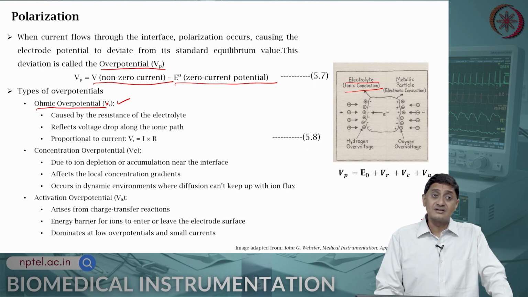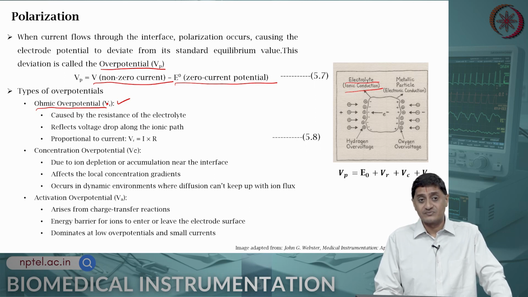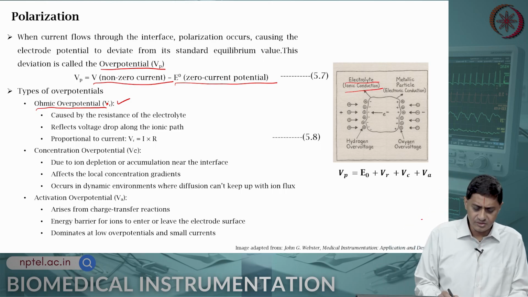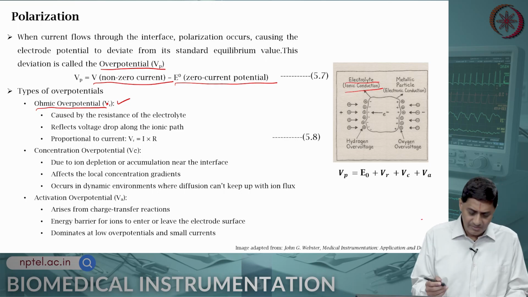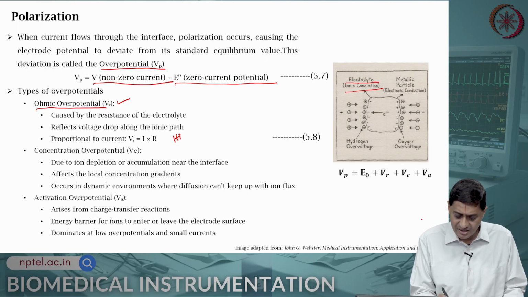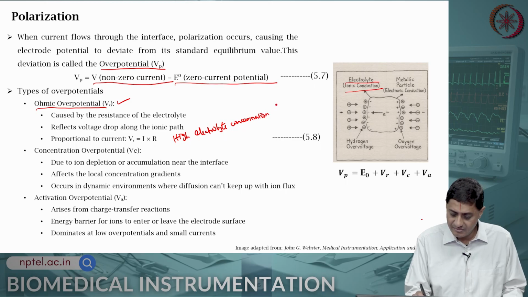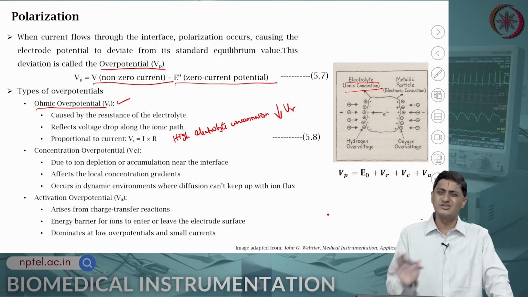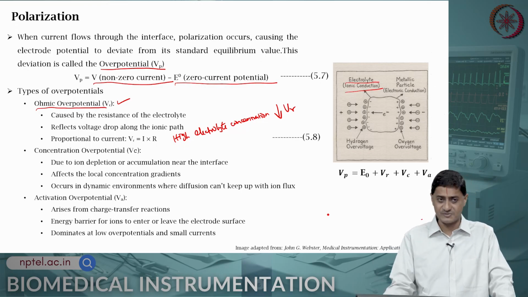Another is the concentration over potential. Note that within the ohmic over potential, I can minimize VR by having a high electrolyte concentration, but there are only so many cases when I can do that. This is not always possible.